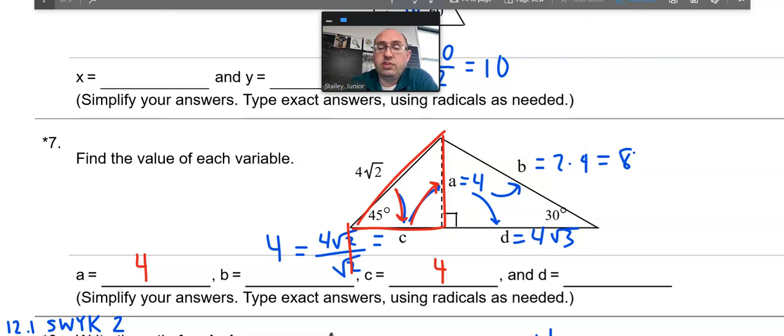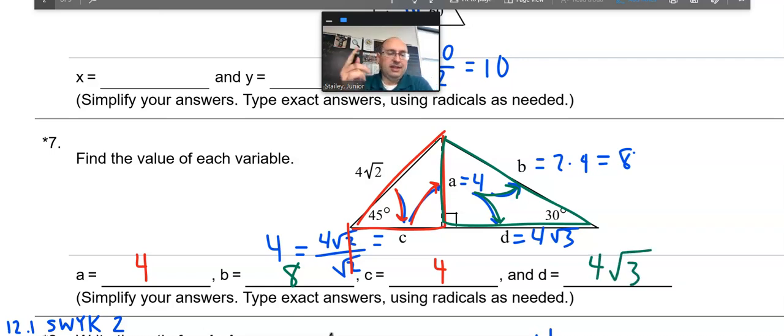Well, then we also realize that this is now a 30, 60, 90. So the 4 is now the short leg of the 30, 60, 90. If you want to get to the hypotenuse, you double it, right? So the B value is 8. And if you want to get from the short leg to the long leg, you multiply by radical 3. Done with that one. And that's the end of that Swyk.